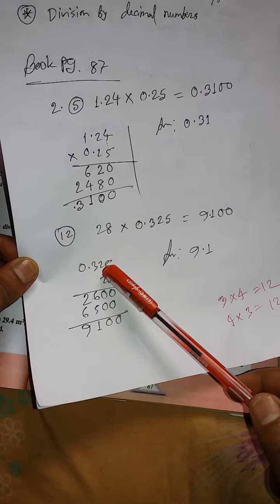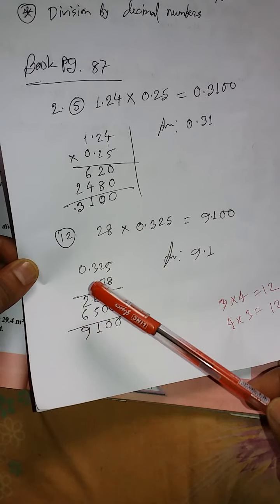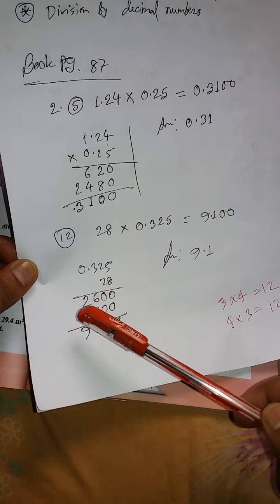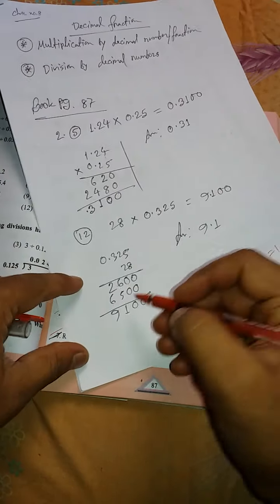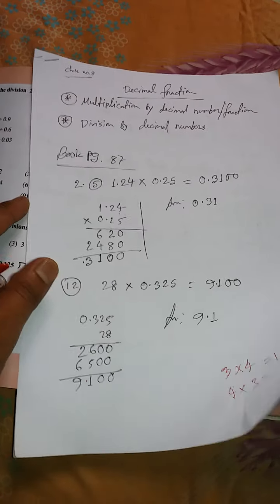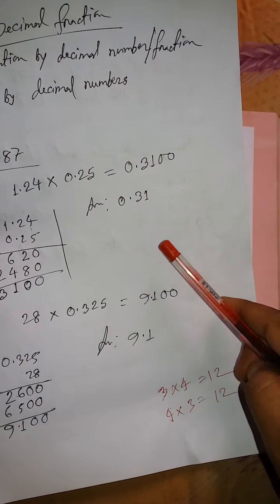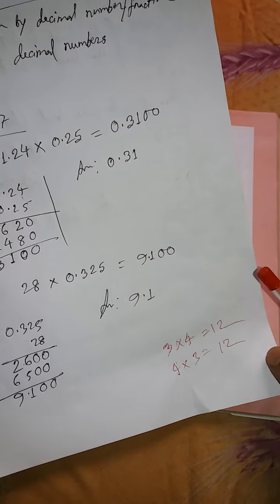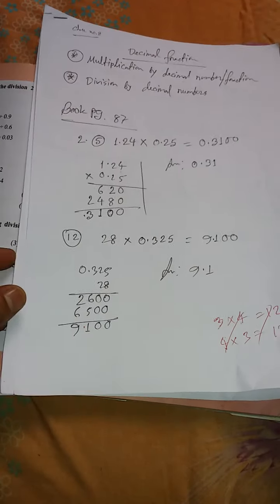So here we can see only in the multiplicand there is a decimal, so we have to count this decimal. Before how many digits? 1 2 3. So we have to put the decimal 1 2 3 here, right? Here we have to put the decimal. So you can see 9.100. So I write the answer 9.1. You know that the 0 has no value, just 9.1.